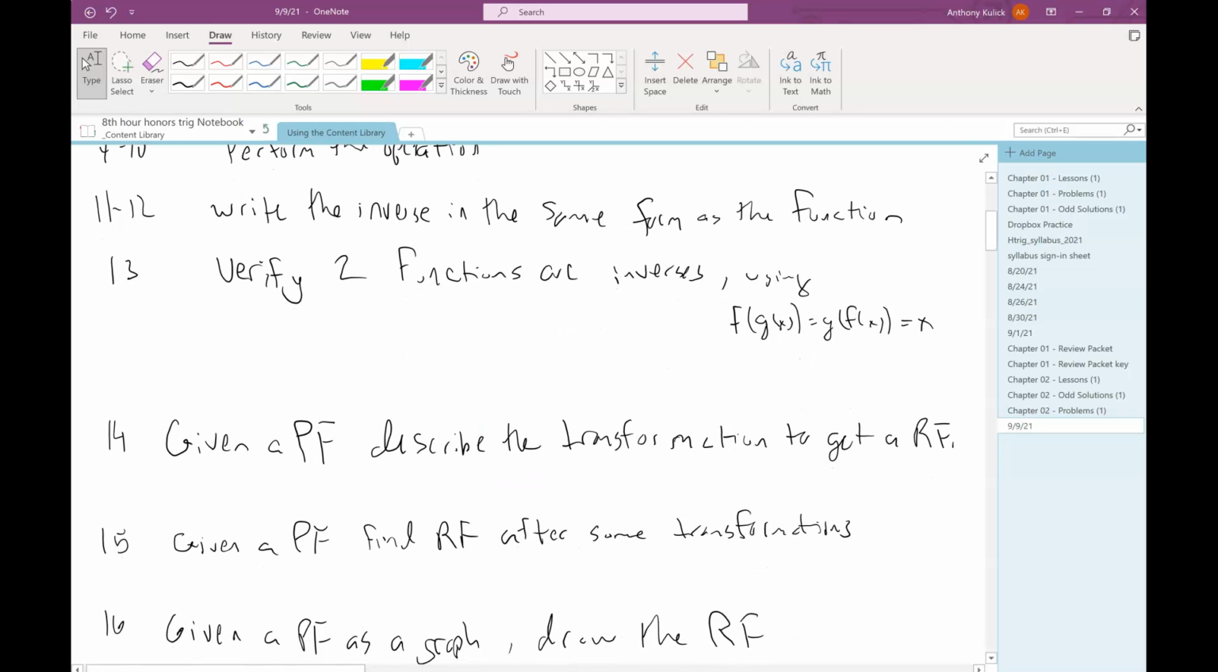One question where I ask you to verify that two functions are inverses. So the way you do that is you do f of g and then g of f and show that both compositions give you x.